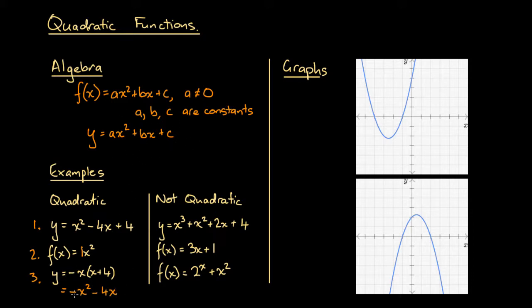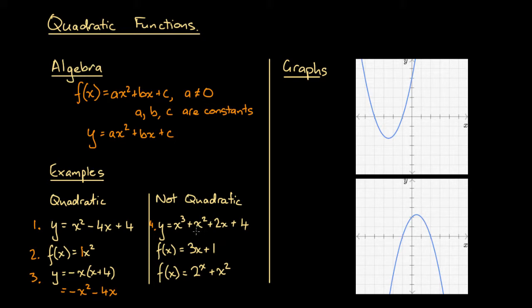Here we have a equals minus 1, and b equals minus 4. So this is also a quadratic function. Okay, let's have a look at which functions are not quadratic. So here, we'll call this example 4. We've got y equals x cubed plus x squared plus 2x plus 4.